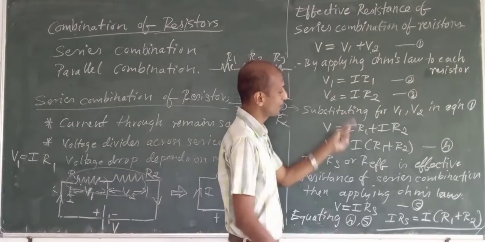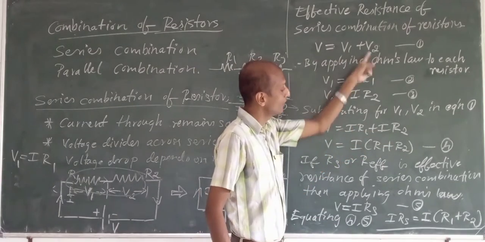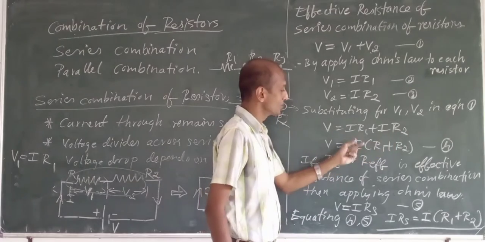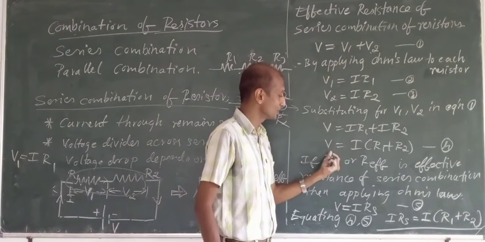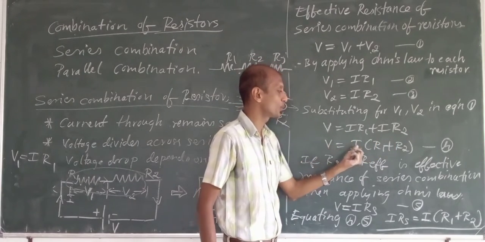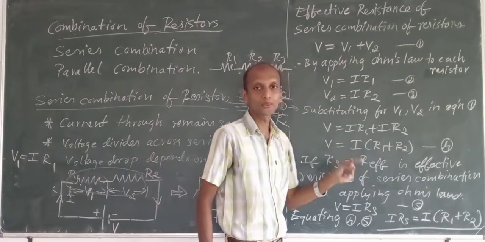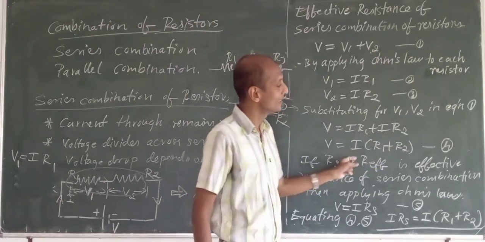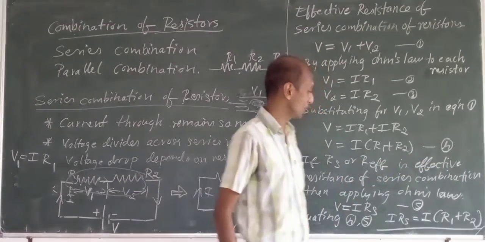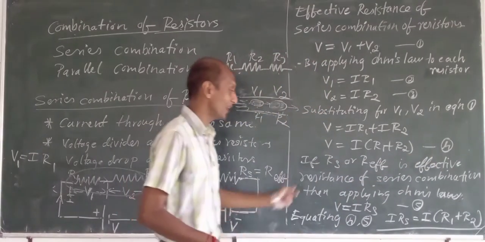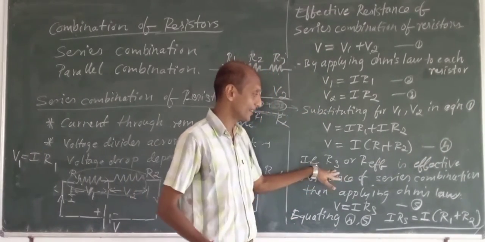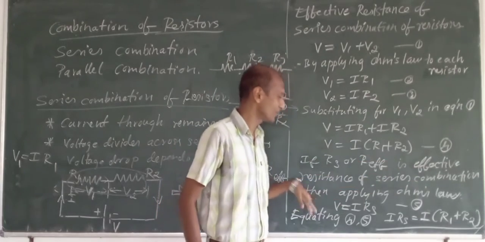V1 is I into R1 and V2 is I into R2. If I take I common here, then V will be equal to I into (R1 plus R2), isn't it? I will take that as equation 4.